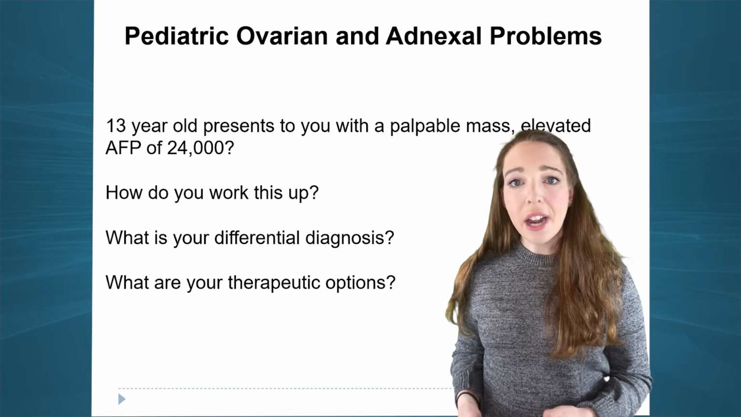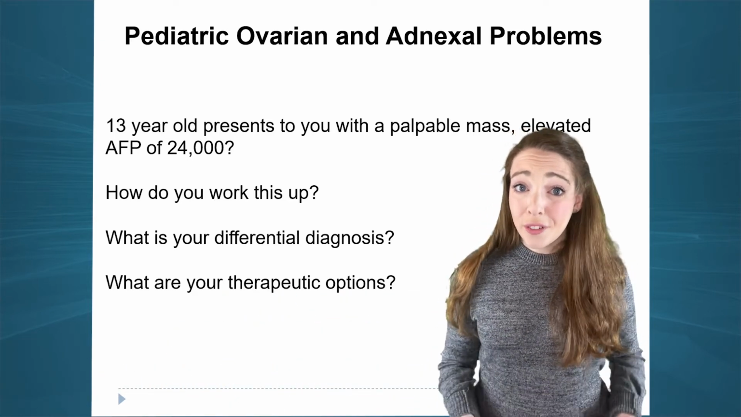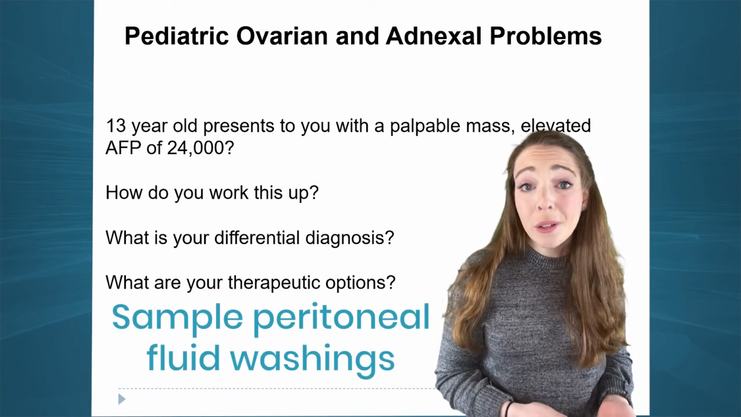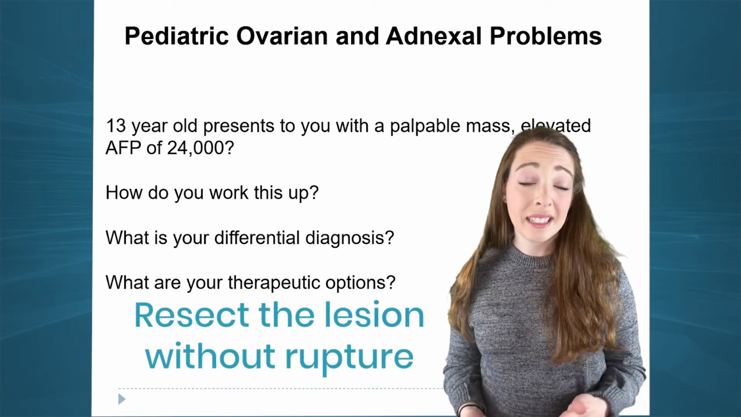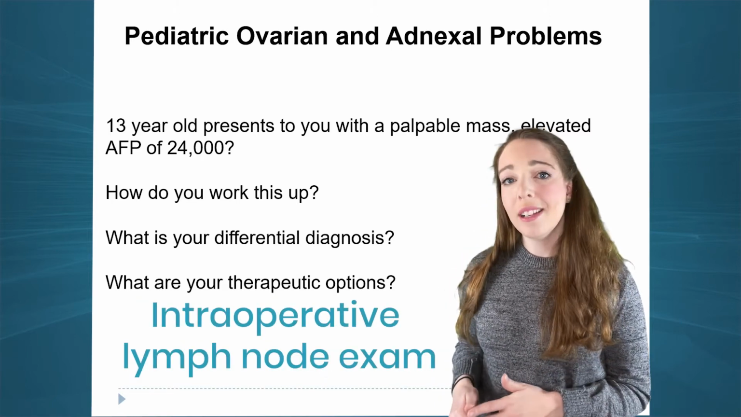Definitely meets criteria for an operation, but what are we going to do when we get there? First things first, we need to sample the peritoneal fluid washings, and then we need to resect the lesion without rupture. Finally, we need to do an intraoperative lymph node exam.